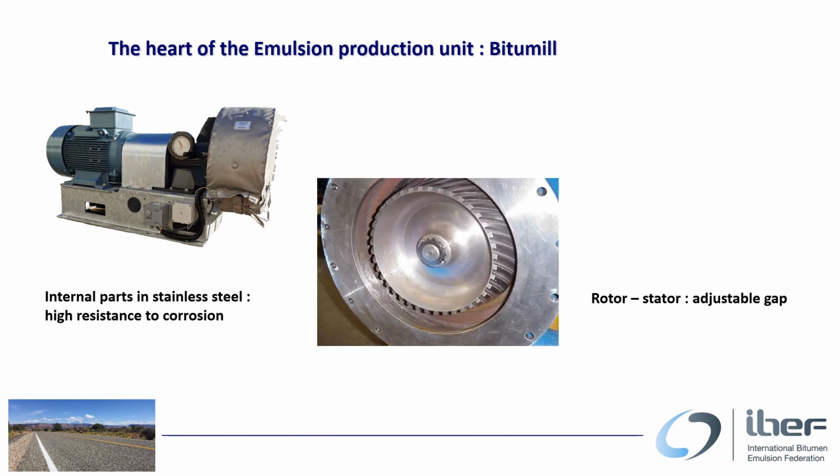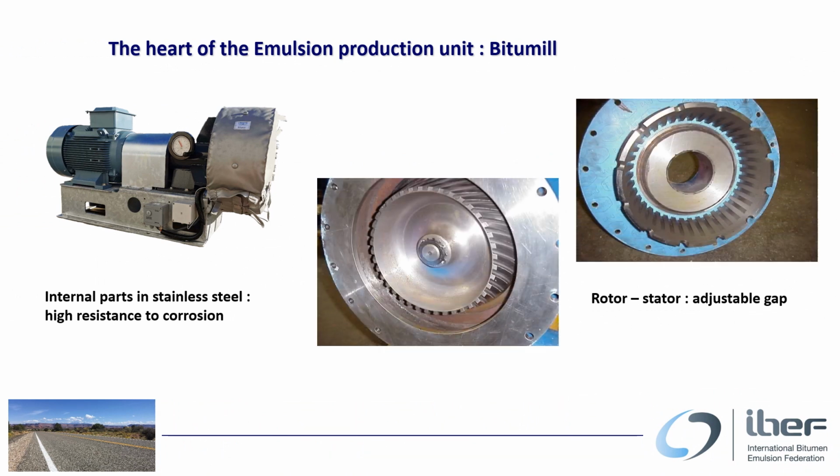As we have seen before, the mill is an important tool for the emulsion production. Of course, you have many types of mills on the market, and they have all different characteristics. For SAE, we have developed our own mill based on parts and stainless steel because of the risk of corrosion. And we have an adjustable gap to control the viscosity of the emulsion, I mean the bitumen droplet size.